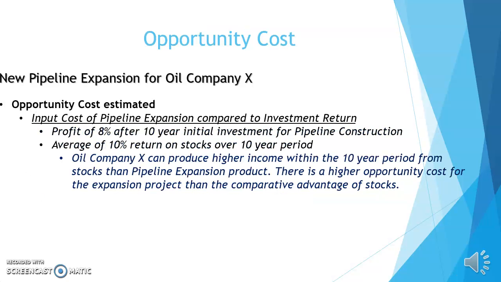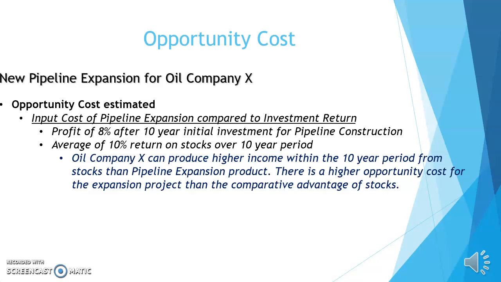Opportunity cost, okay? Remember, this is the cost of producing a certain recommended unit over another. So by us using the funds to do the pipeline expansion, what are we missing out on by using those funds to produce something else? So if we use our funds to expand the pipeline, we tend to gain a profit of 8% after the 10-year initial investment for the pipeline construction.